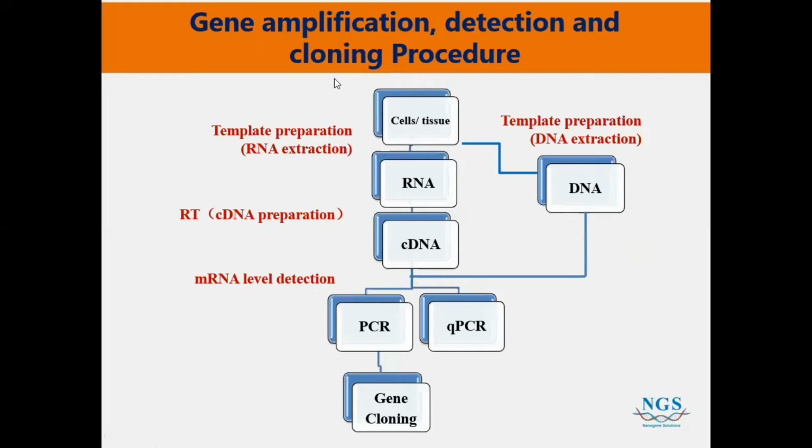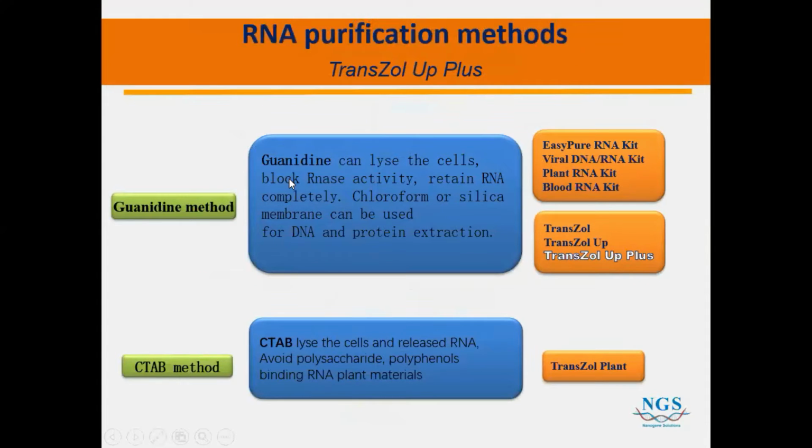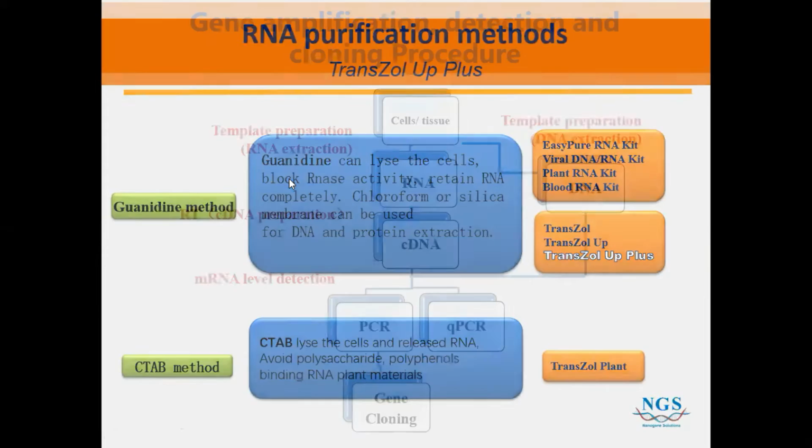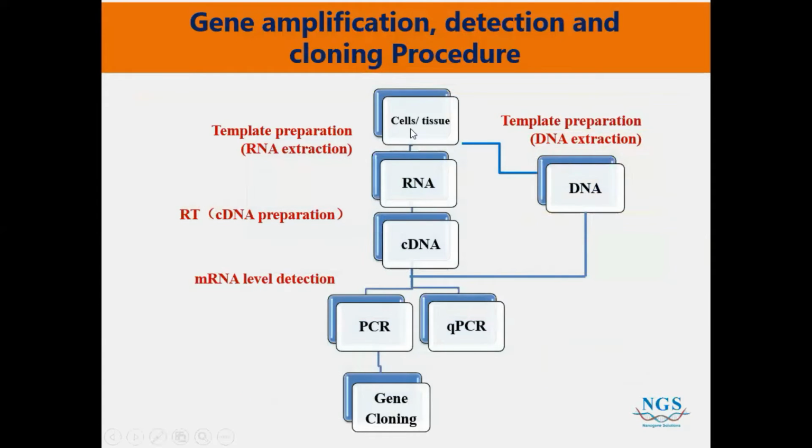Our focus today is on this RNA part. So we need to do RNA extraction first. Then we have to convert them to cDNA. This is the main difference between DNA and RNA. After you convert to cDNA, we also call it reverse transcription. Then we do mRNA level detection using either PCR or qPCR.